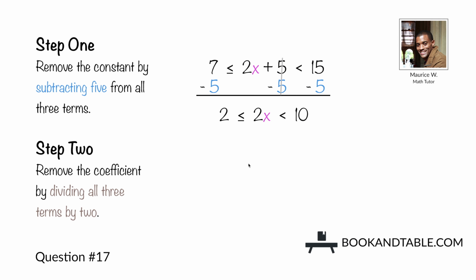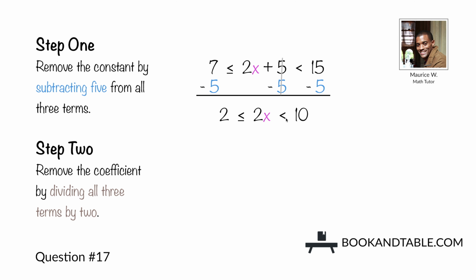Step 1, remove the constant, positive 5, by subtracting 5 from all three terms. That leaves you with 7 minus 5, which is 2 on the left end. Less than or equal to comes down. 5 and negative 5 cancel out, leaving you with 2x in the middle. And 15 minus 5 leaves you with 10 on the right side.